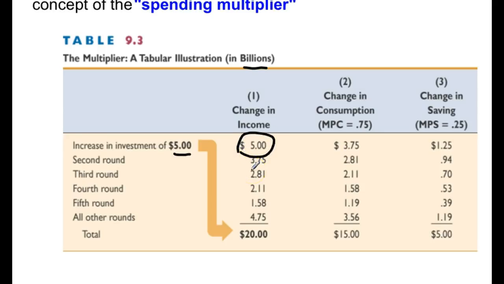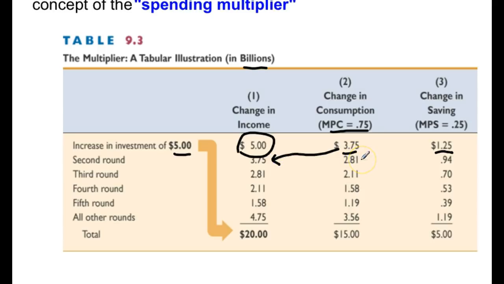So here's where the MPC comes in handy. The MPC tells us, oh, when those people receive that income, they're going to spend 75% of it, or $3.75, and they're going to save 25% of it. But this is where it gets interesting, because this money that these people then spend now in the second round becomes income to more people.